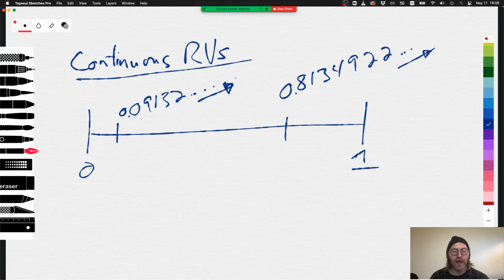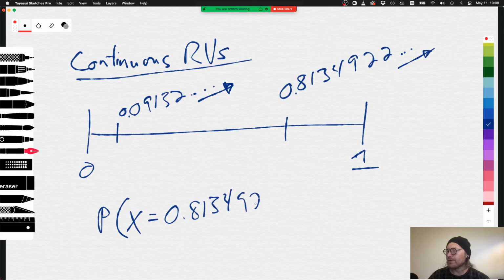How can we answer the question: the probability that this random variable from the uniform distribution is equal to 0.813492, and so on? This is actually an issue, because if we have infinitely precise values, like truly continuous values, and we're considering the space between 0 and 1, there's an infinite number of values in between. Which means that the probability of any given value is going to be 1 over infinity, which is about as close to 0 as you can get.